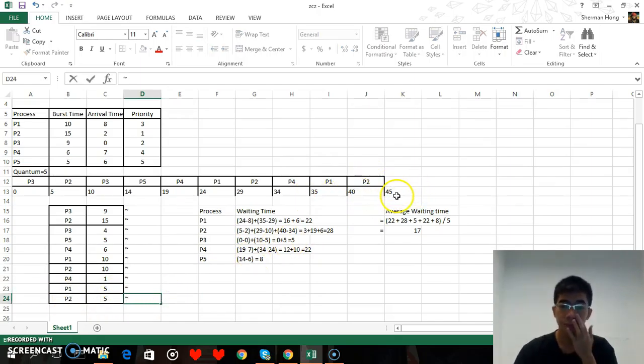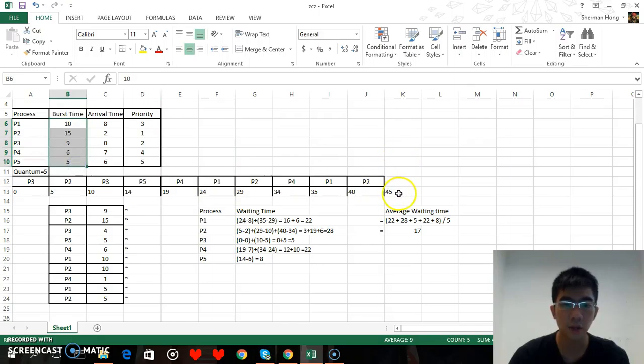Okay, so to double check, we can add up all these burst times together and then compare with the total time used. If it's correct, it's going to be the same, 45 and 45. Okay, so now we move on to waiting time. We have to find the waiting time for each of the processes.